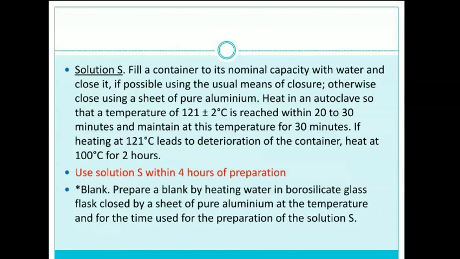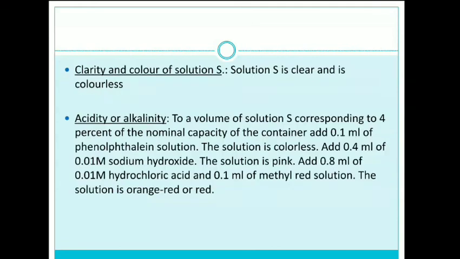In the same manner, you have to prepare a blank by heating water in a borosilicate glass flask closed by a sheet of aluminum at the temperature and for the time used for the preparation of solution S. After preparing solution S and blank, you have to go to the test, that is the clarity and color of solution S. If solution S is clear and colorless, then the test is passed.